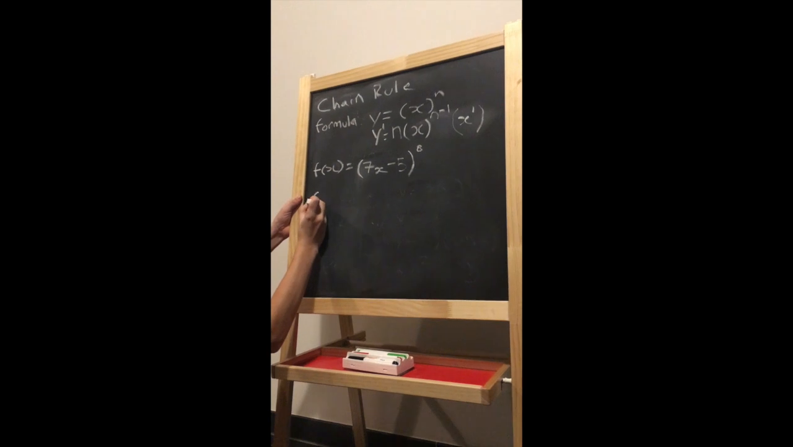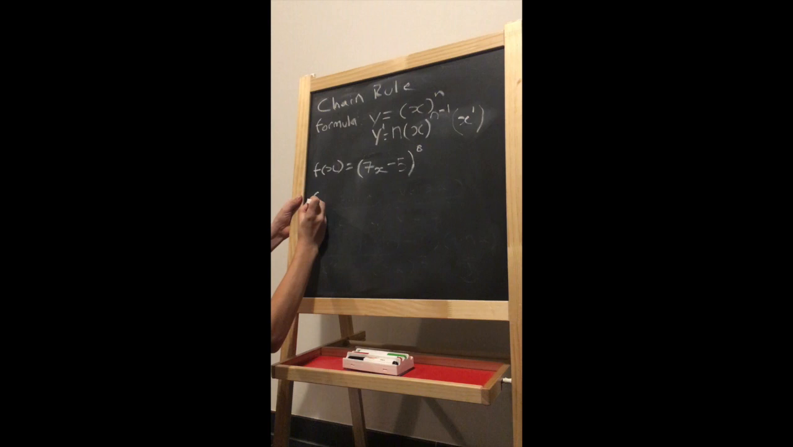Let's go to our final rule, the chain rule. Its formula is: if y equals x to the power of n, its derivative would equal n times x to the power of n minus 1 times x prime. It is used when a function is being raised to a large power.